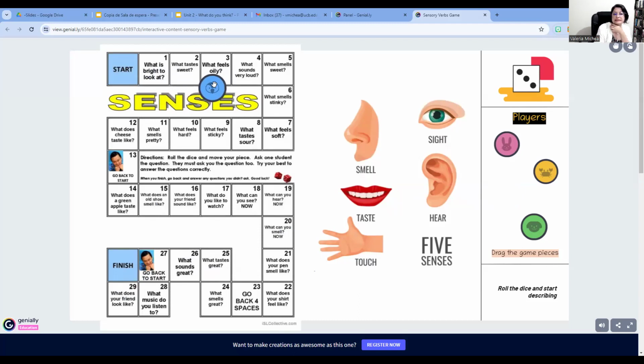What feels oily? Right. So to answer that question, you need to know what oily means, and also you need to be able to describe what feels oily. What is oily, by the way? Who knows? It's a liquid, aceitoso, coming from petroleum. Oh, that's very, very specific, but yeah. Yes, something that feels a little sticky, I would say.